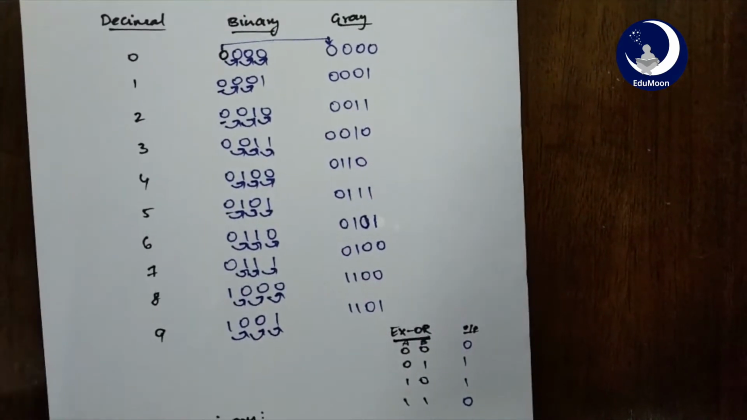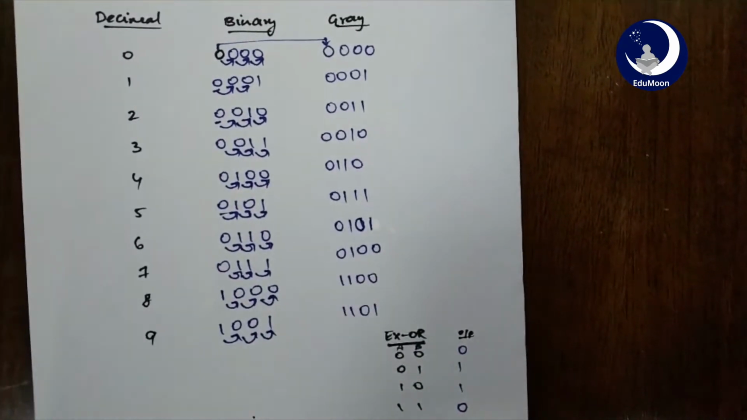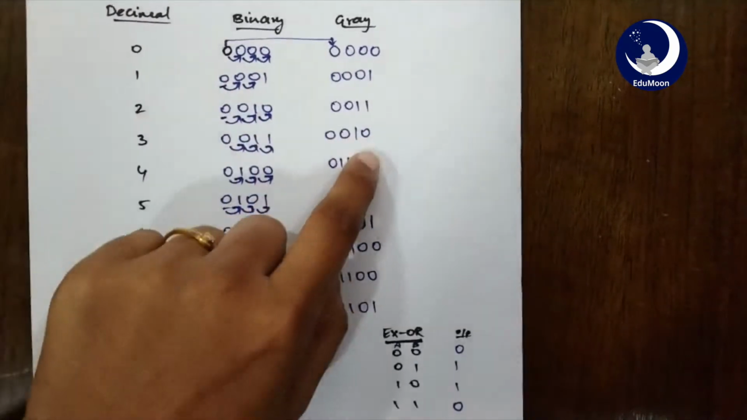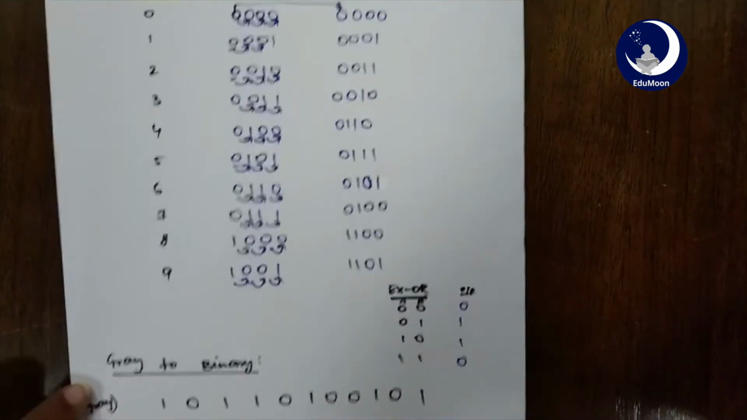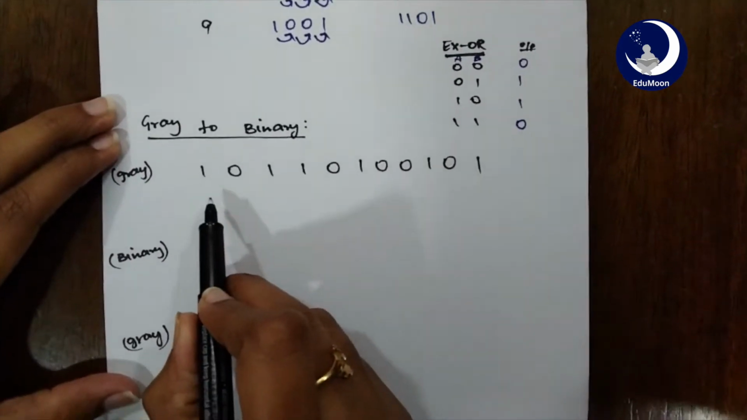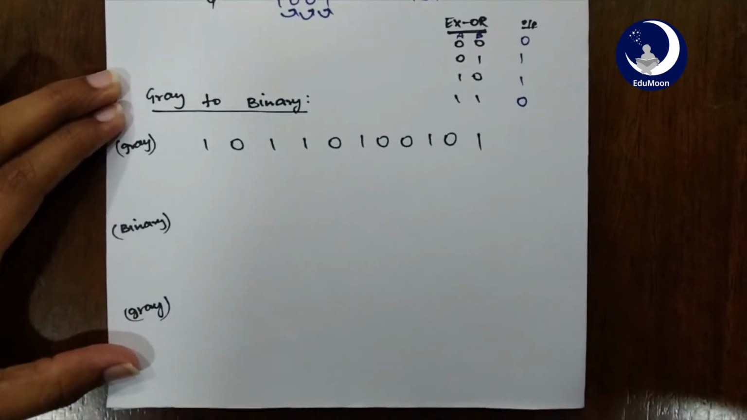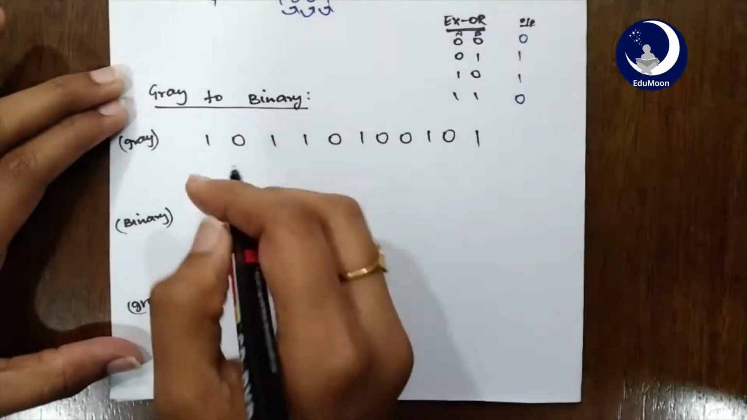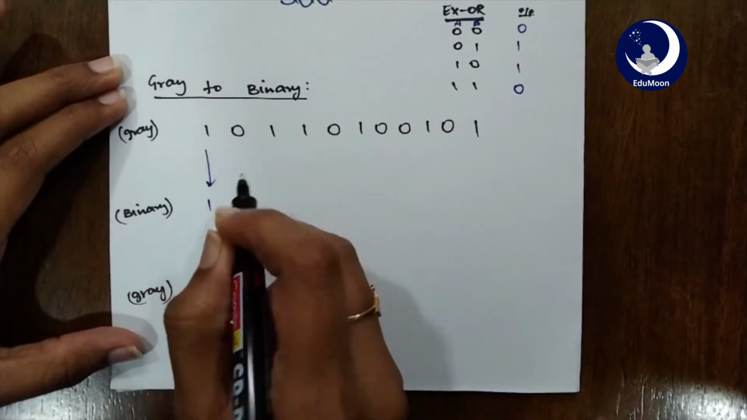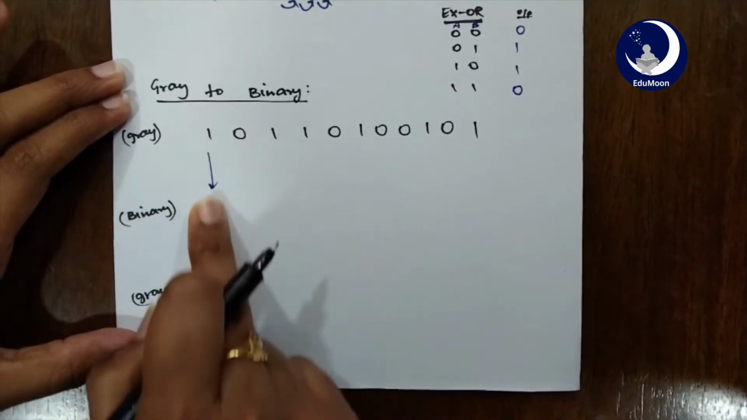Okay, now how to convert gray code into binary code? We have seen here from binary to gray code. Now we will be looking at gray code to binary code. Now consider the string of zeros and ones as given here. Usually what we will be doing here is first drop down the first value, whatever value is present in this one, just drop down as it is.